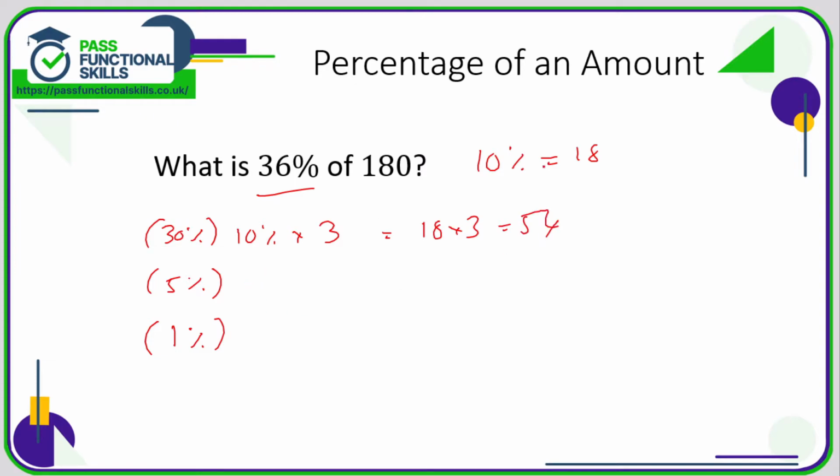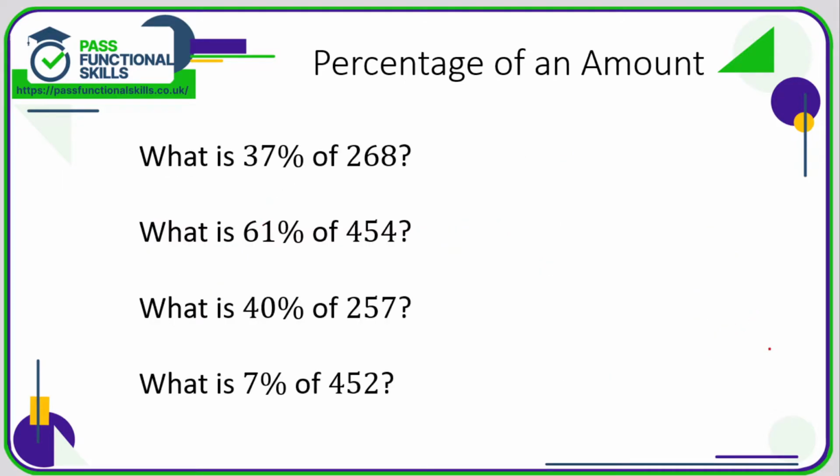5% is half of 10%, so that's going to be 9, and 1% is 1.8. And then we just need to add these three figures up. Well, 54 plus 9, well, 54 plus 10 is 64, so go back one, that's 63. So 63 plus 1.8, 64.8 is the answer. Bit nasty. So ideally, if you've got a horrible percentage amount, you would be able to do it on a calculator.